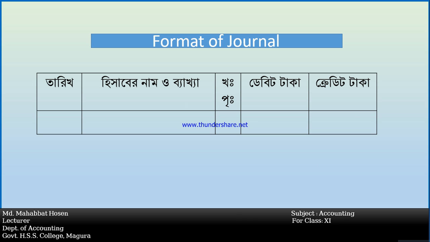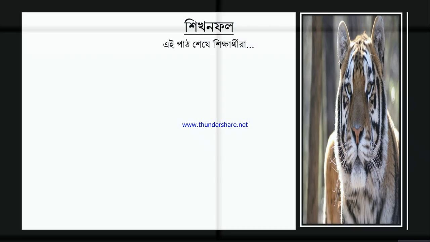You are watching a journal format. There are 5 columns in a journal format: number 1, date; name of accounts and explanation; ledger page; debit amount; and credit amount. 1, 2, 3, 4 and 5. So there are 5 columns in a journal entries format.